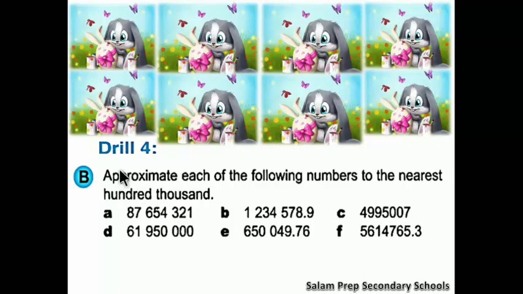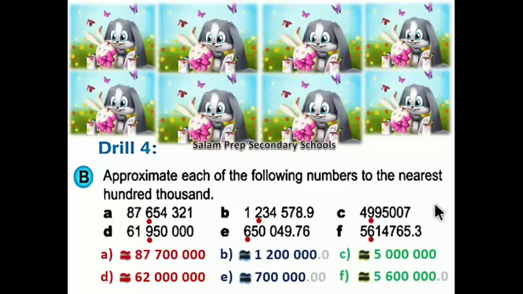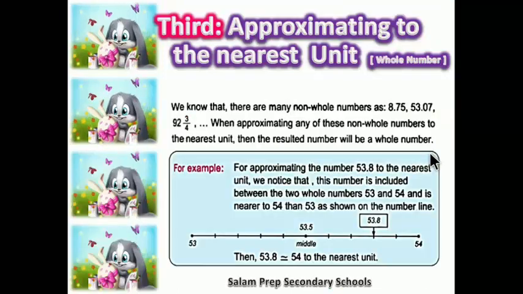Let's solve drill 4. Approximate each of the following numbers to the nearest 100,000. Please solve these problems and check your answer with Answers Guide. Now we will learn approximate to the nearest unit. In other words, approximate to the nearest whole number.